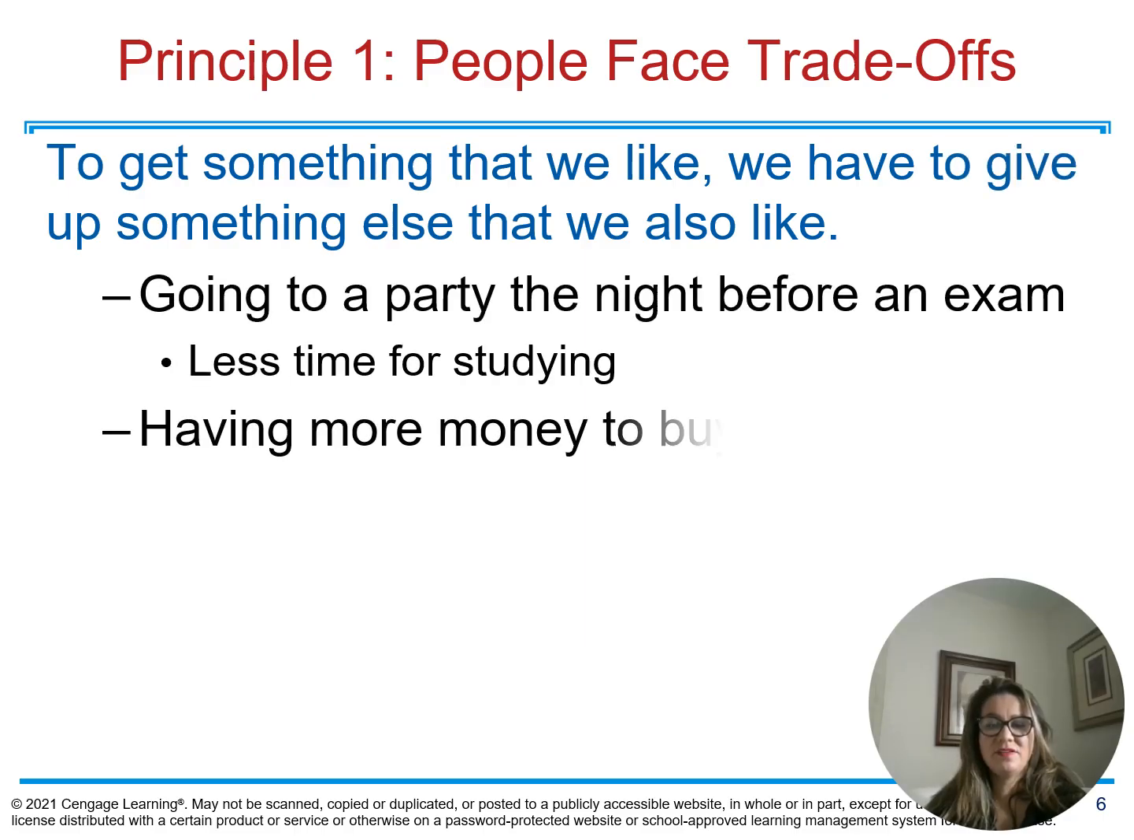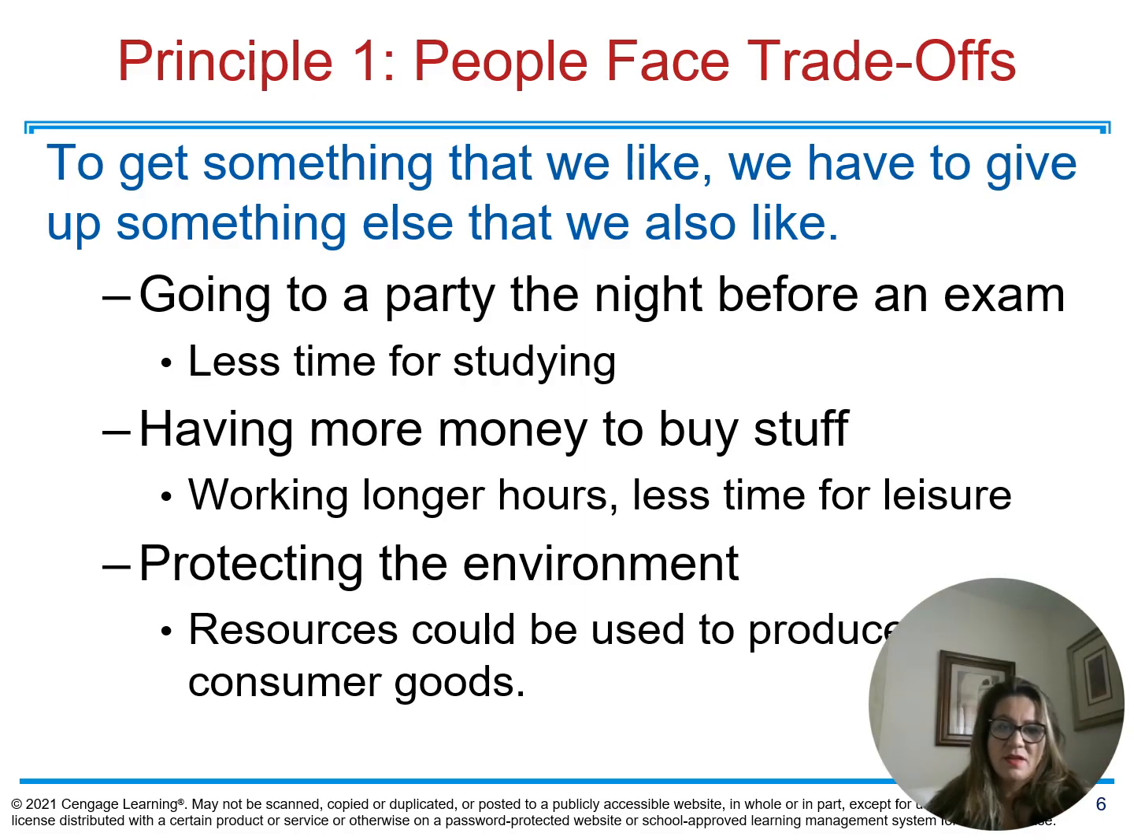Okay, now let's start discussing principle one in detail. To get something that we like, we have to give up something else that we also like, right? For example, if we go to a party the night before an exam, then we're going to have less time for studying and we may fail our test, right? If we want more money to buy stuff, we have to work more hours, but that takes time from leisure, right?